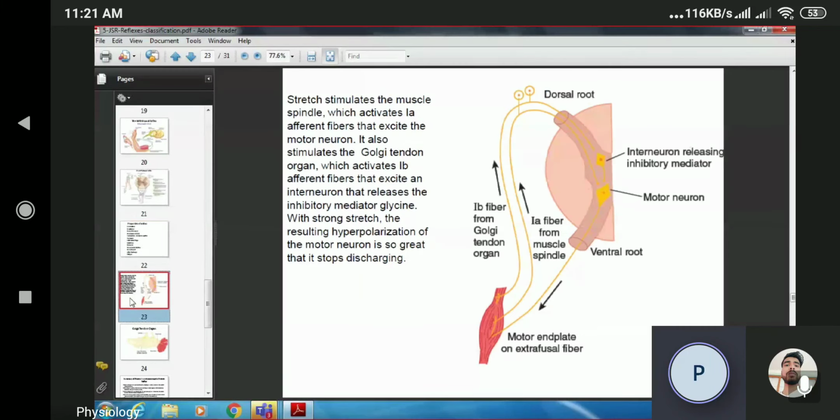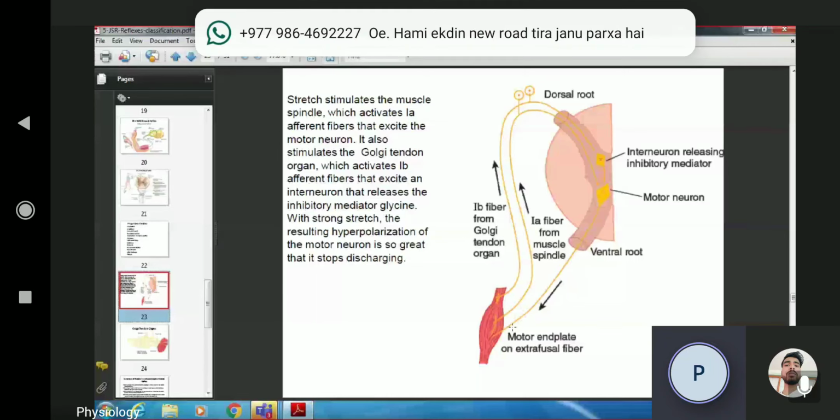Let's talk about the picture from your textbook, Ganong. We are talking about the stretch reflex and the inverse stretch reflex. From here, stretch stimulates the muscle spindle, which activates the 1A afferent fibers. See here. And then what happens?